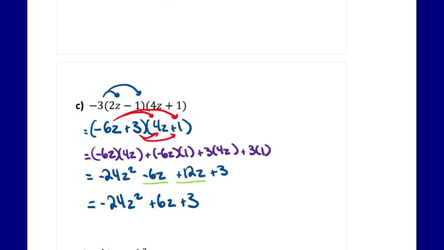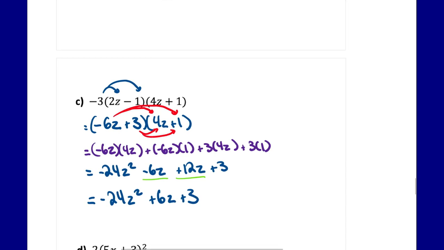So again, I collected my like terms. I put the term that had the highest exponent first, or on the letter, and then in descending order. So squared, no exponent, or 1, and then no letter at all.